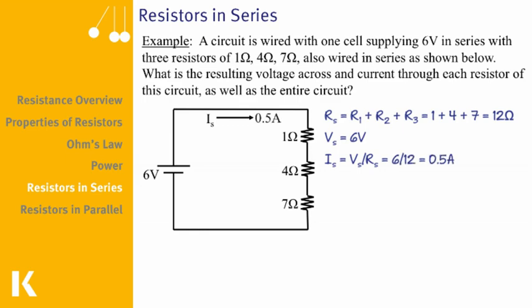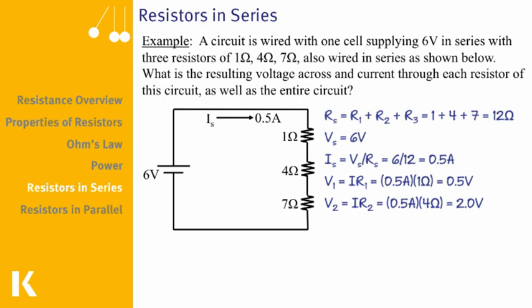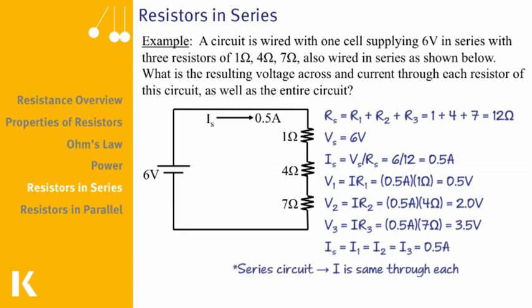That means that half an ampere is flowing through each resistor, and so the voltage across the 1 ohm resistor is half a volt, across the 4 ohm resistor is 2 volts, and across the 7 ohm resistor is 3.5 volts. As we move forward, note that equal current at each resistor will be a hallmark of the series arrangement.